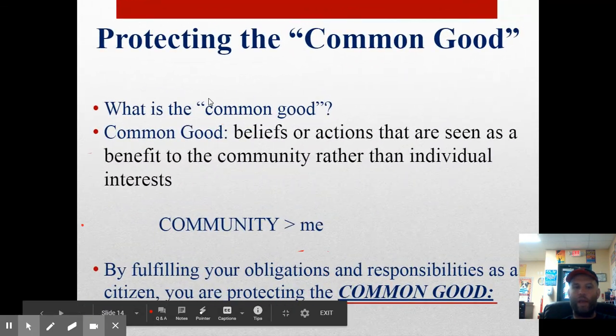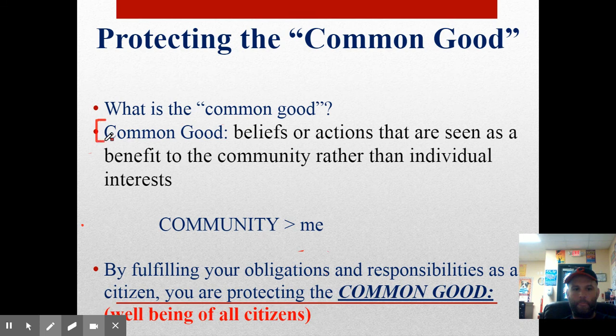But okay, this one I do want you to write down. I want you to go ahead and write down on the left here, common good, and you're going to write this down on the right hand side there as your definition. The common good is that you do your obligations and responsibility to help make your community a better place. It's beliefs or actions that are seen to benefit the community rather than your individual interest.